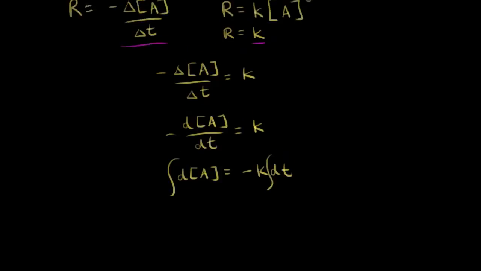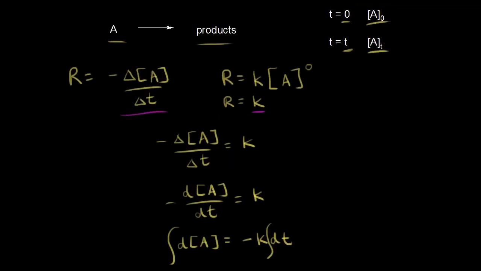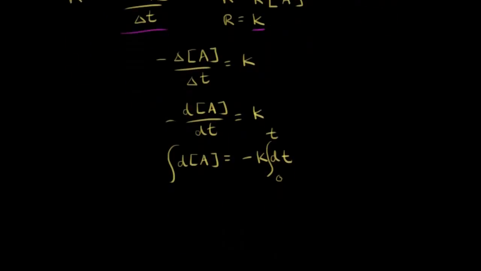And we go back up here to refresh our memories about what we'd be integrating from. So we'd be going from time is equal to 0 to time is equal to t, and from our initial concentration to our concentration at time t. So we plug those in. So we're going from time is equal to 0 to time is equal to t. And then for our concentration, we're going from our initial concentration to our concentration at time t.